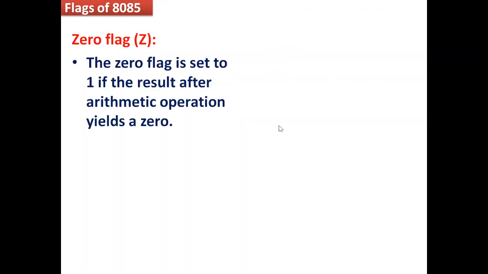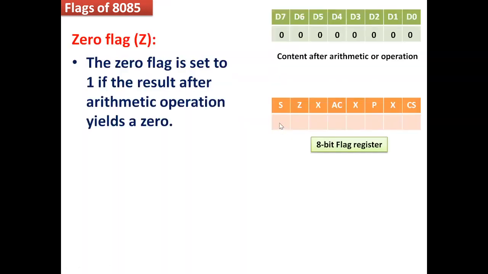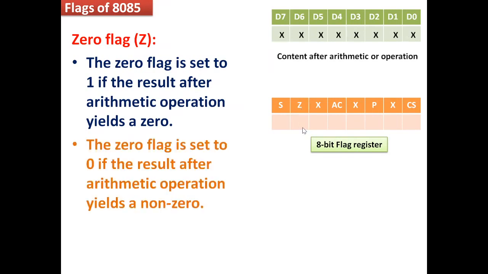Now let's move on to the zero flag. The zero flag signifies that after any arithmetic operation, if the result itself is 0, then the zero flag will be set to 1. If after any arithmetic or logical operation we have valid data here, that is, non-zero data, then the zero status flag is reset and it is set to 0.